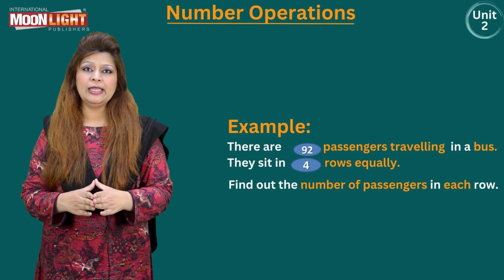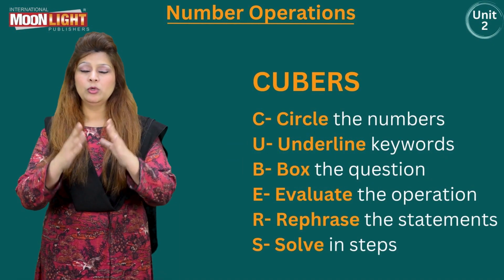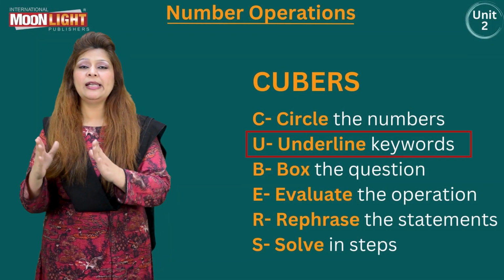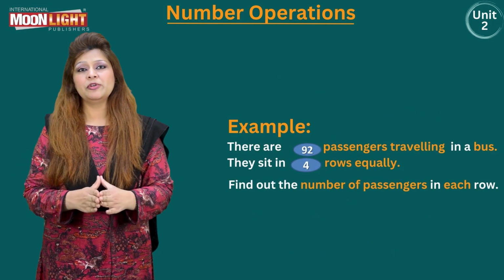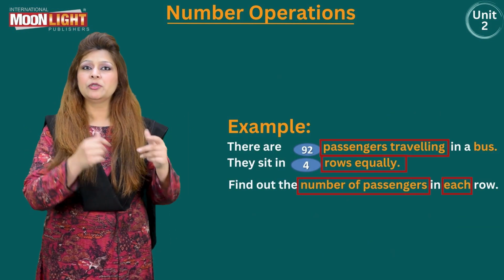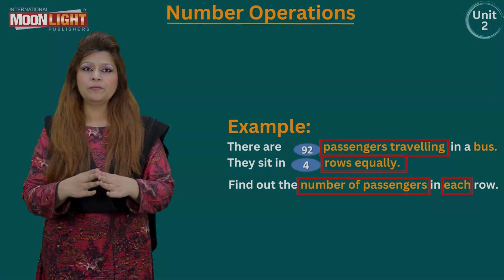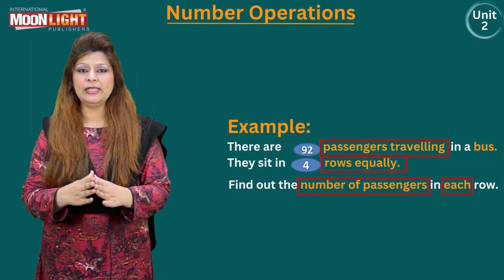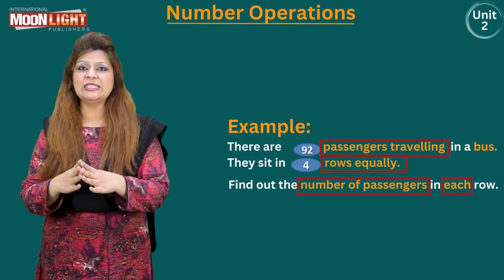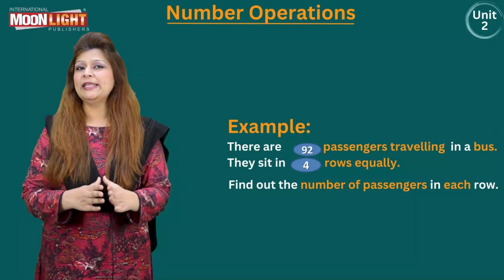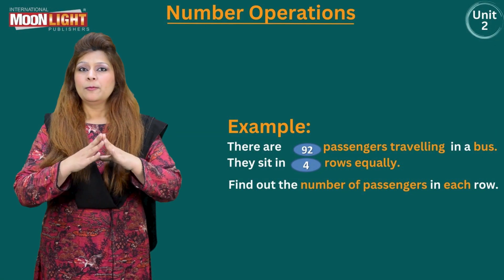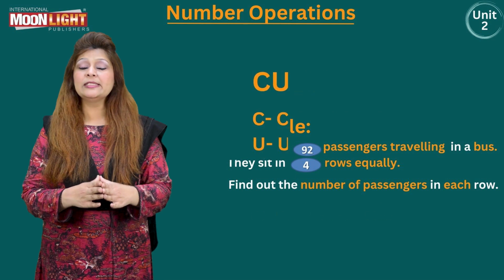Now, the second thing is U. U means that you need to underline the keywords. The keywords over here are passengers, traveling, bus, rows, equally, number of passengers, each. Well, my dear students, now you know that the next word is B.